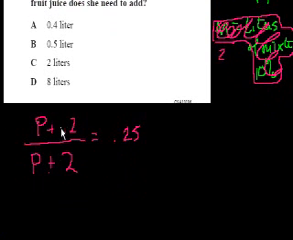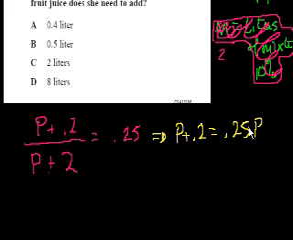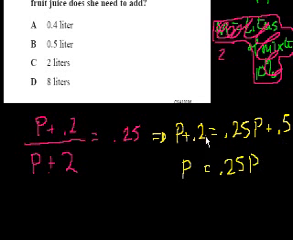The hard part is setting up the problem. So let's multiply p plus 2 times both sides. So you get p plus 0.2 is equal to 0.25 times this, so 0.25p plus 0.25 times 2 is 0.5. Fair enough. Let's subtract 0.2 from both sides. You get p is equal to 0.25p, 0.5 minus 0.2 is plus 0.3.